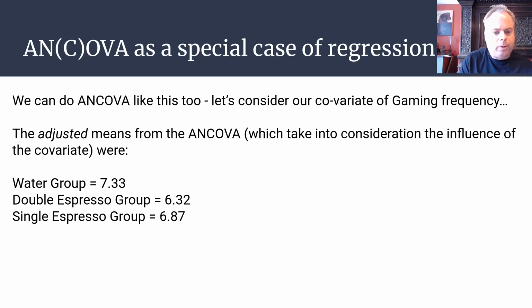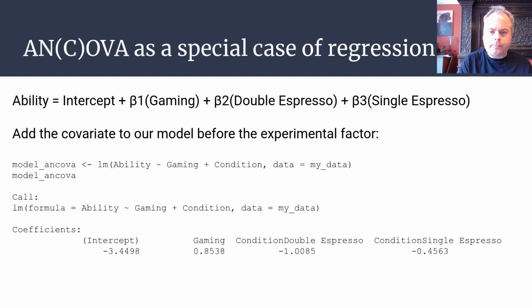So we want to be able to set up a linear model that will allow us to calculate these means. And we do it in a very similar way. This equation up here is very similar to one we just saw a few slides ago, except we've got this additional covariate of gaming frequency now added. Okay, so we're adding this additional gaming frequency covariate, and we build our linear model in a similar way. So ability is predicted by our gaming covariate plus condition.